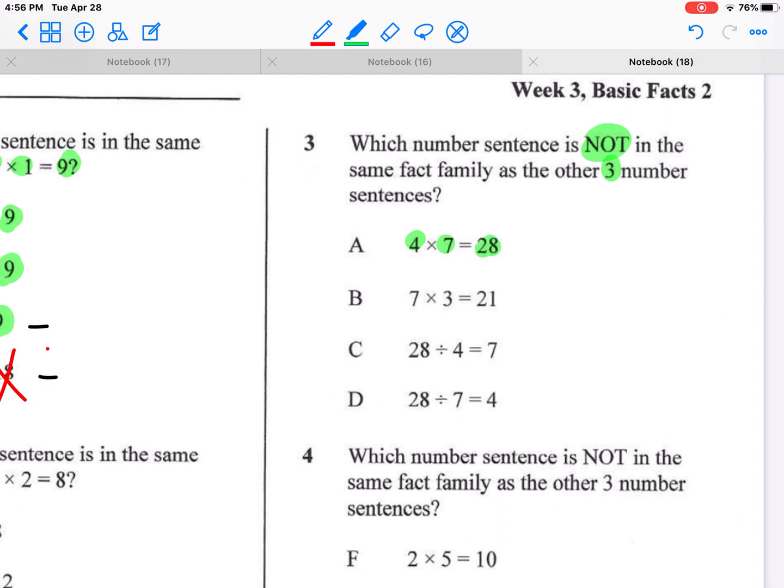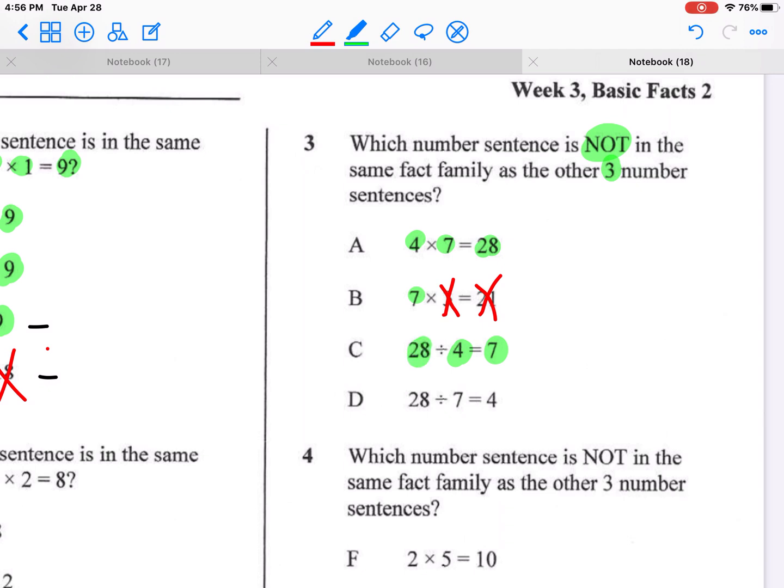Let me look in B and compare it with letter A. I have a 4. Do I have a 4 in letter B? No. Do I have a 28? No, I have a 21. I do have a 7. Okay, let me look at letter C. Do I have a 4? Yes. Do I have a 7? Yes. Do I have a 28?